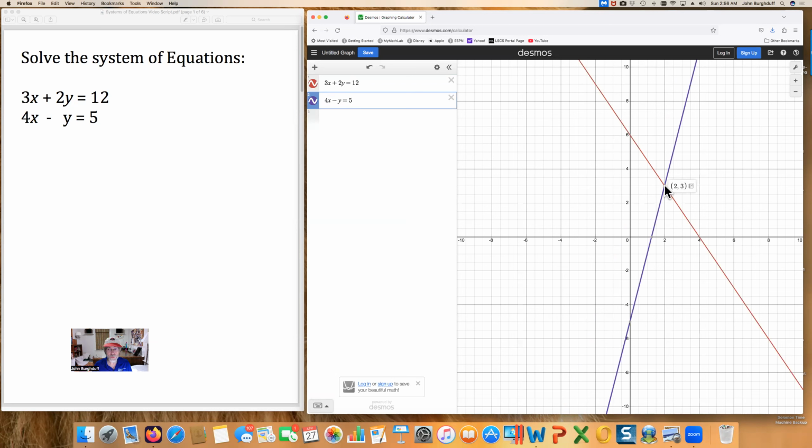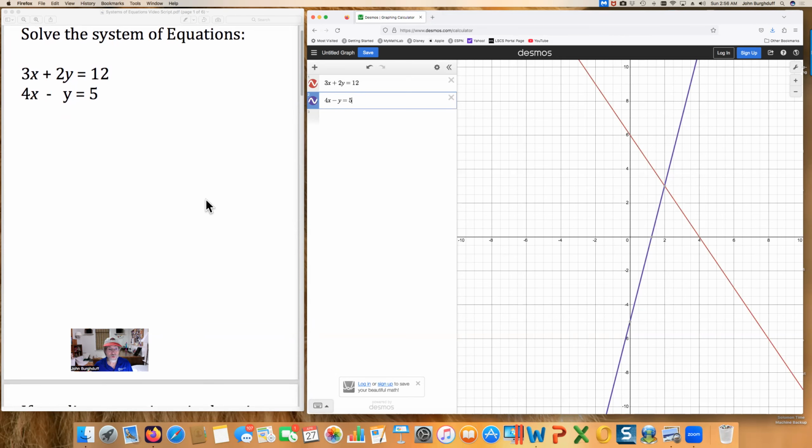All you have to do is hover over that point with your cursor, and it will tell you that that point is (2, 3). Now, simply put, the solution of the system is the ordered pair that corresponds to the point where the graphs cross. So we have solved this system of equations by drawing the graphs and locating that point of intersection. This could have been done by hand. It could have been done on a graphing calculator or by other means. But what we have just done is we have solved the system, and (2, 3) is the solution.